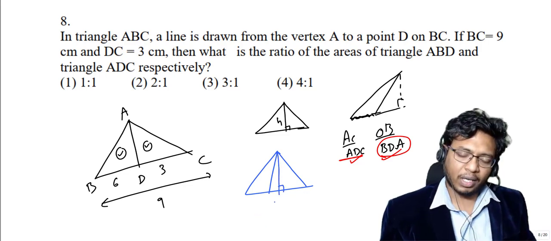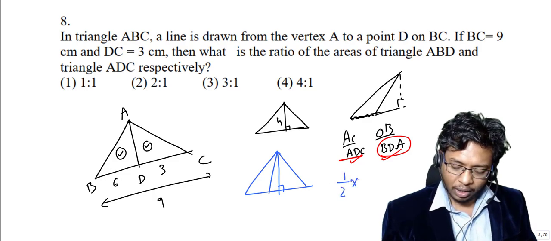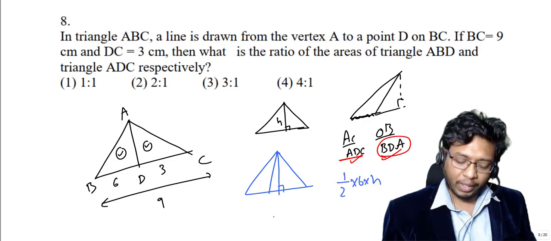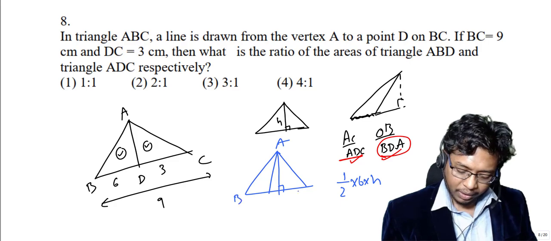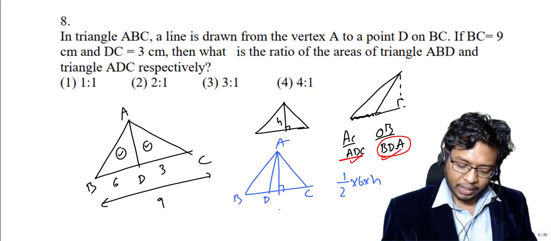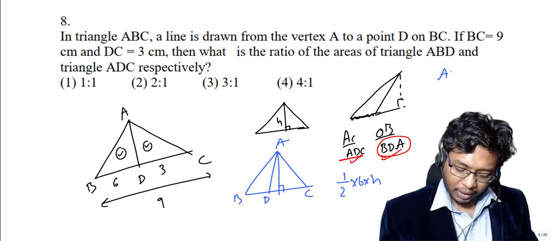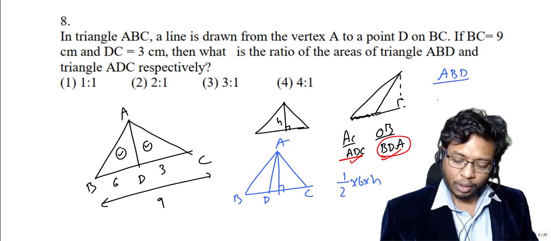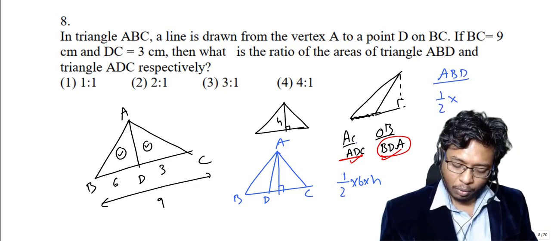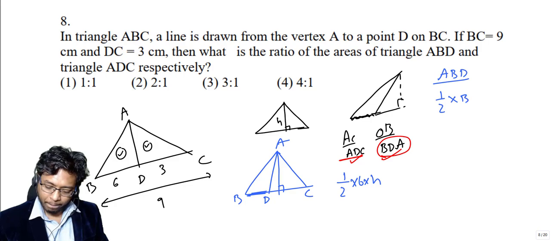What is the area of a triangle? The area of a triangle is nothing but half of base into height, right? If I take this triangle A, B, C and D, tell me for my triangle ABD, what is the area? It will be half. What is the base? BD. What is the height? This is the height. So I will mark it with red color. This is the height. So I will make it H.